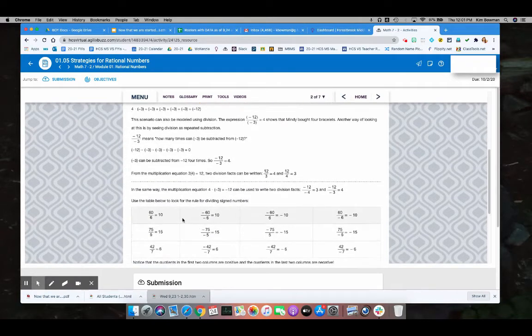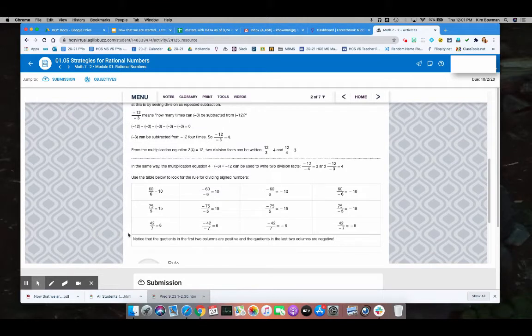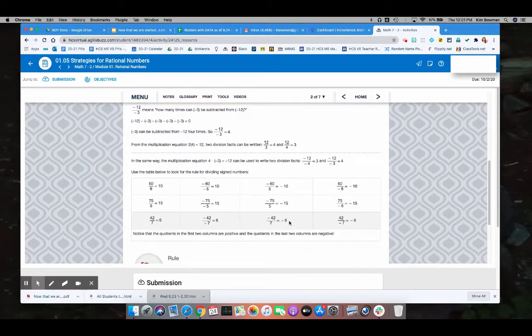Okay, here's the table below to look for the rule for dividing signed numbers. And we talked about this in the meet. Notice that the quotients in the first 2 columns, these 2, they're all positive. And the quotients in the last 2 are all negative. So what is your rule?